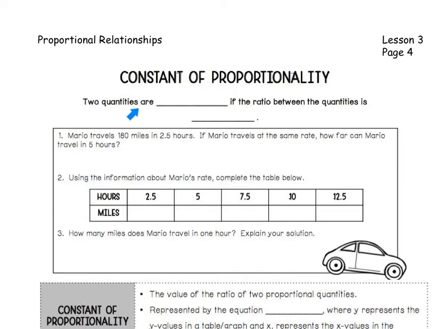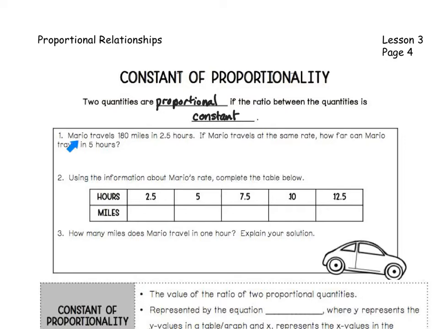Two quantities are blank if the ratio between the quantities is blank. So let's fill that in. Two quantities are proportional if the ratio between the two quantities is constant. So we're going to explore what that means.